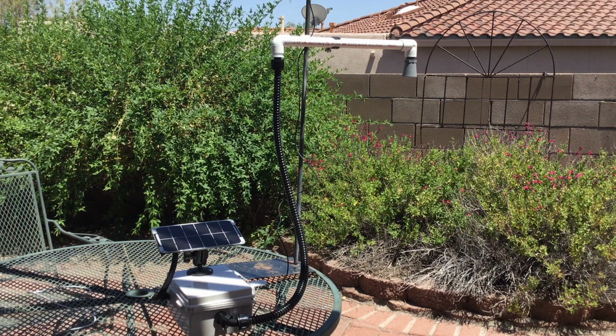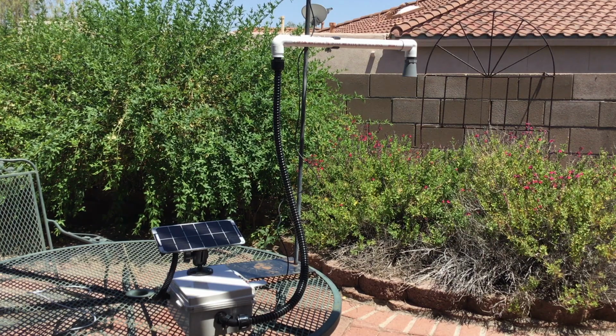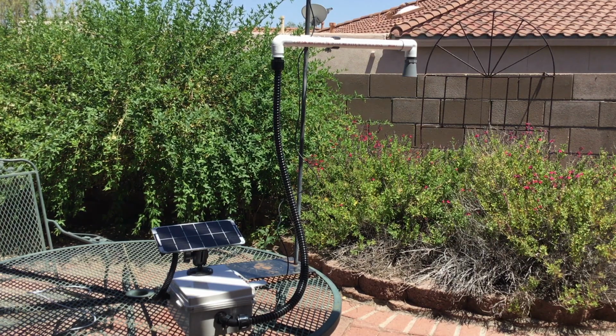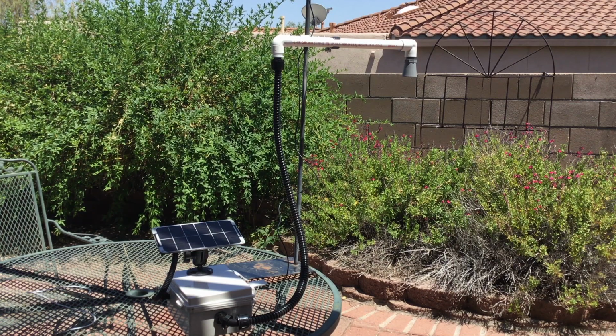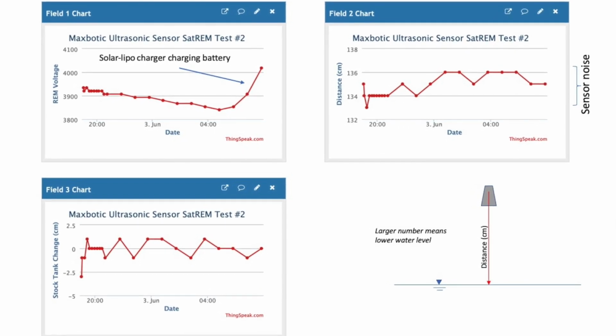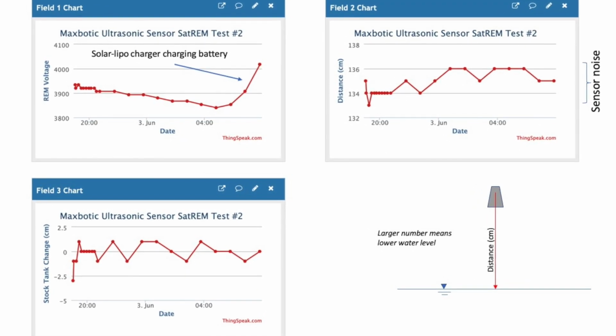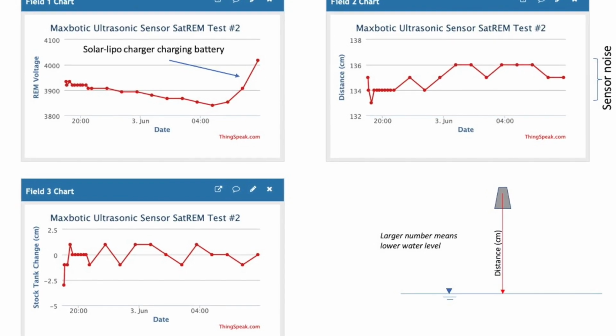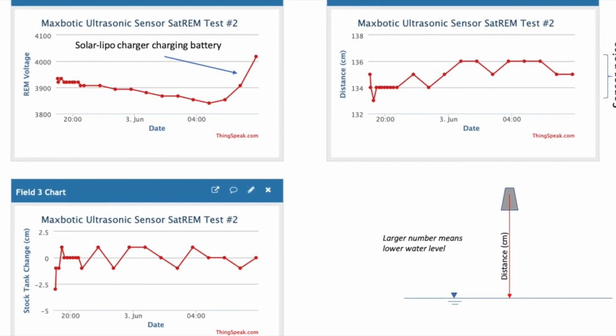So this ran overnight, reporting at a 10-minute interval, reporting stage as measured by that little ultrasonic sensor, the little gray cone you see at the end of the PVC. Worked great for a couple hours on a 10-minute interval, and then I increased the reporting interval to 1 hour. Didn't miss any data, which was really positive.